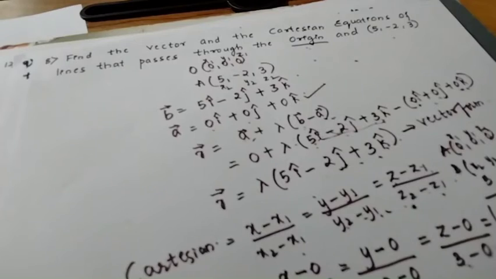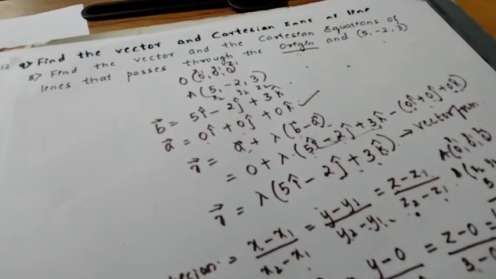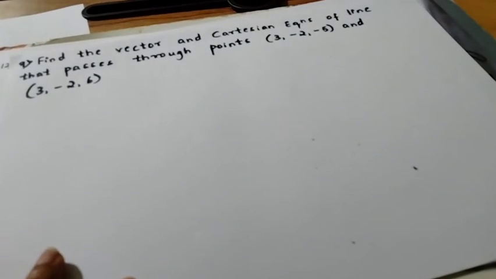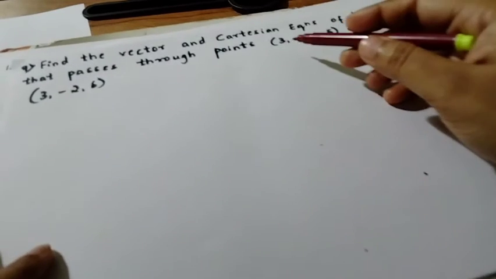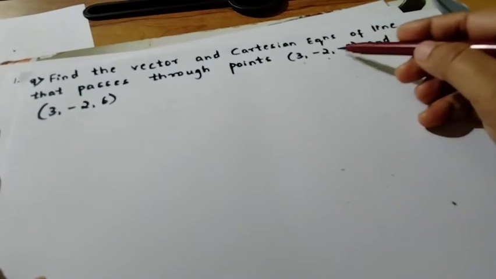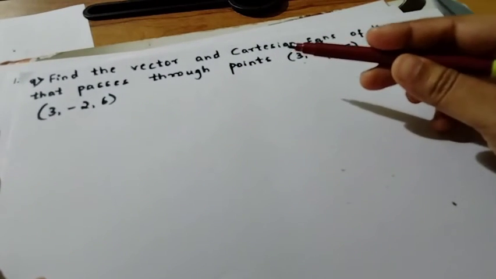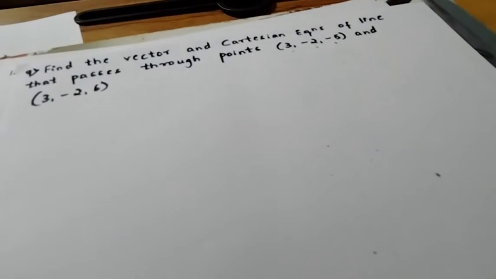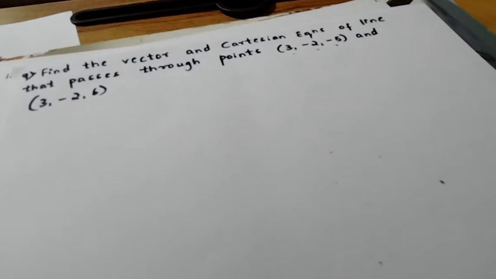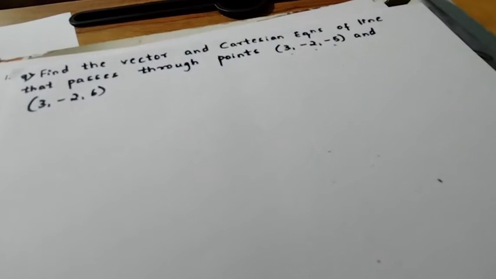Okay, next we have to move to the ninth example. What is the ninth example? Find the vector and the Cartesian equation of the line which passes through the 2 points 3, -2, -5 and 3, -2, 6. So same as the previous example. Okay, you have to find both vector as well as Cartesian equation of a line which passes through 2 points.